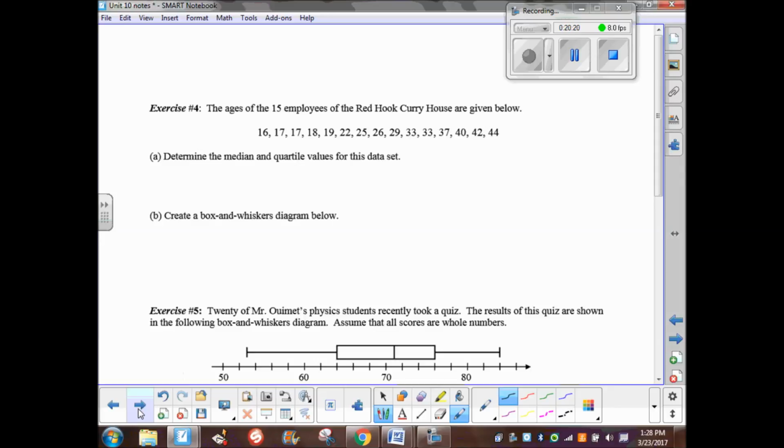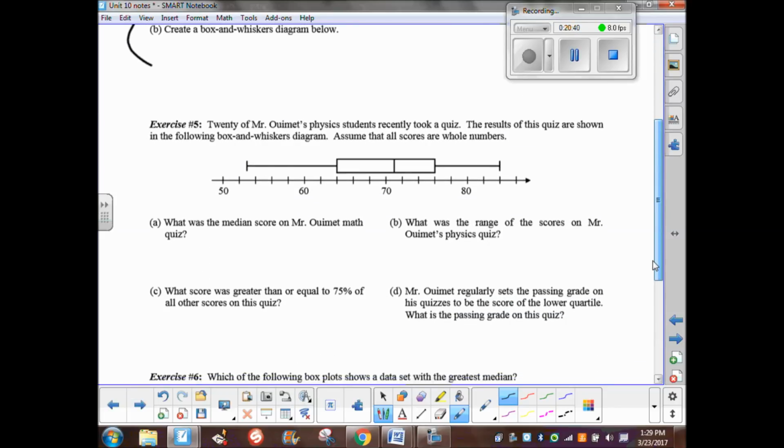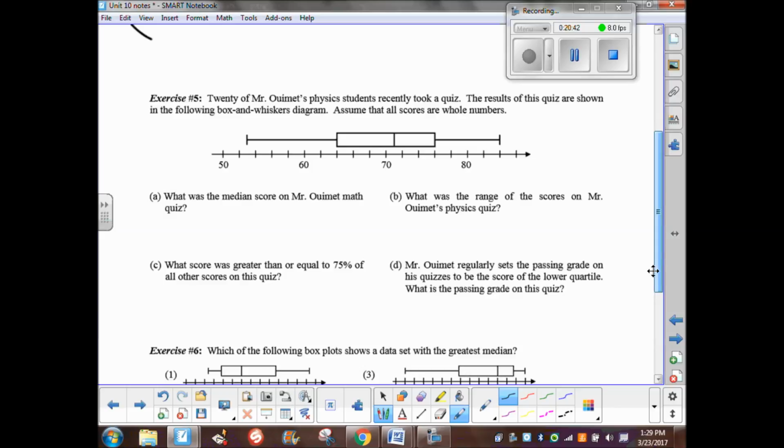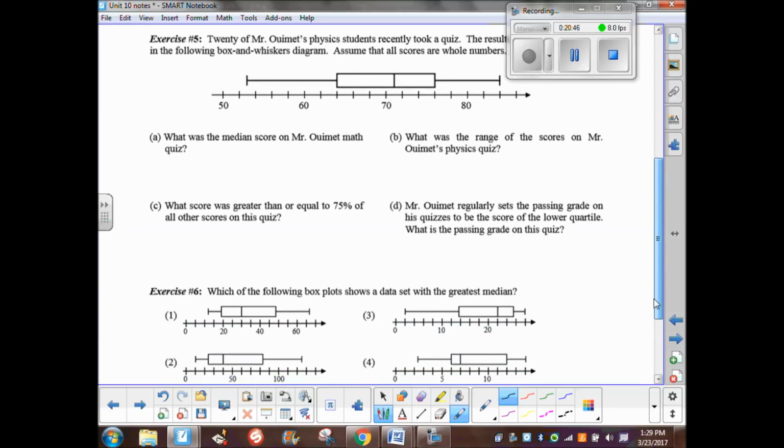All right, I'm going to have you guys do that one. Create a box and whisker plot. We're going to do that on the calculator. We'll show you guys how to do that on the calculator, but we'll do that off the video. We'll come back to that in just a second. I'm just looking at this next problem. Oh yeah, let's do this one.